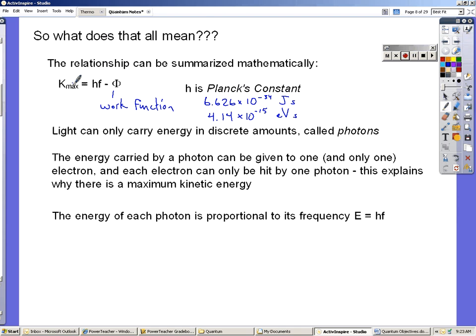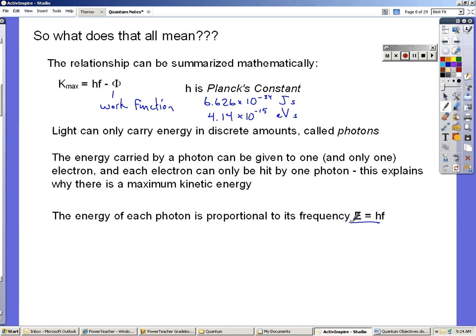The way we explain this is that light can only carry energy in discrete amounts. We call the discrete amount a photon, and we say that the energy of a photon is proportional to its frequency. So the higher the frequency of the light is, the larger each photon is. The idea is that each electron can only get hit by one photon, and that photon gives all of its energy to that one electron. So that's why there's a maximum kinetic energy. Each photon has the same amount of energy, so no electron can possibly get more energy than that.